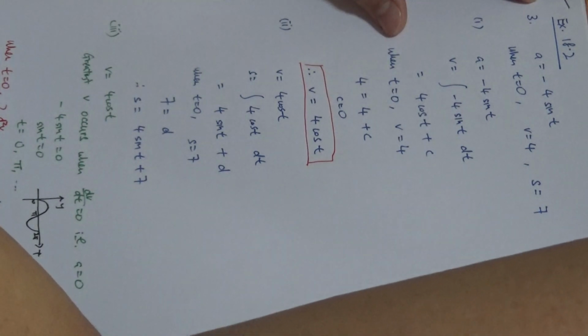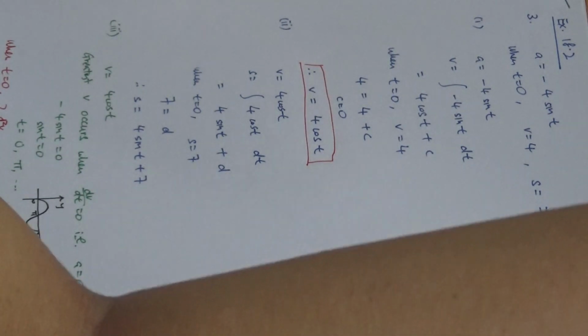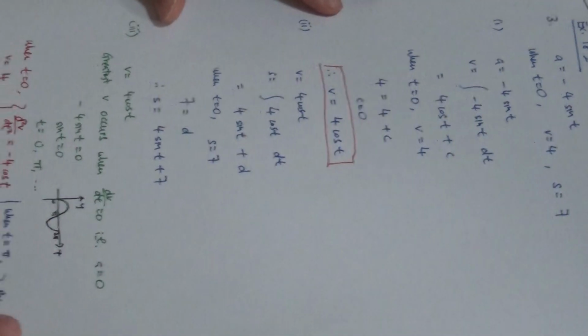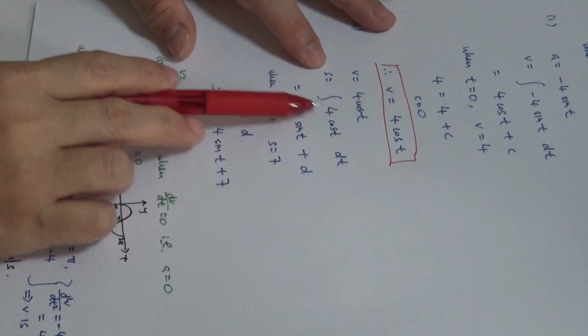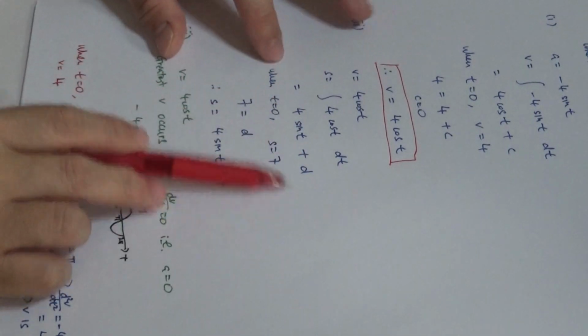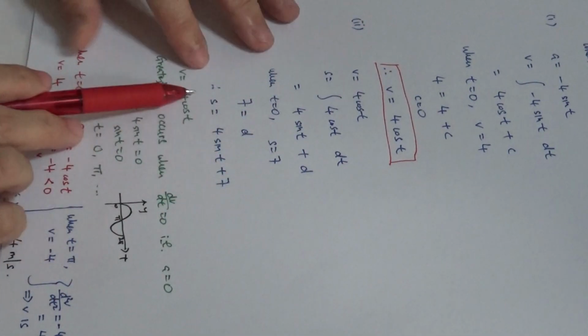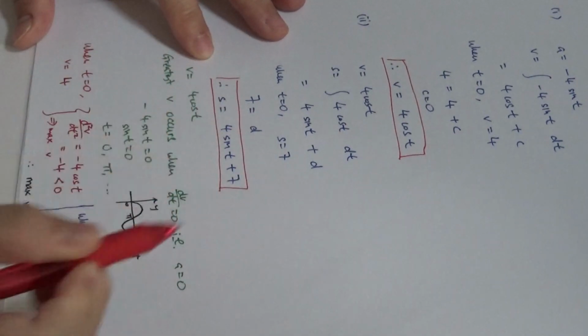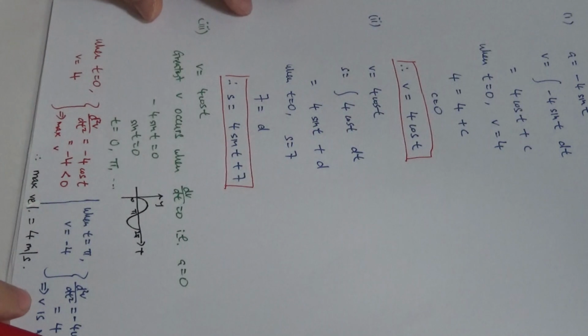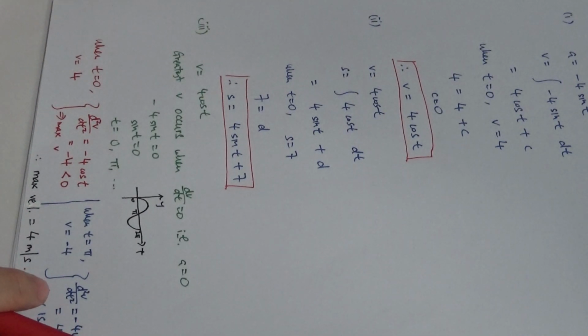Now for part 2, the displacement of the particle at time t. For displacement, we have to integrate the velocity. So we integrate, we get this. When t is 0, s is 7, so we will get this particular expression as the displacement for the particle. Okay, now next, part 3.